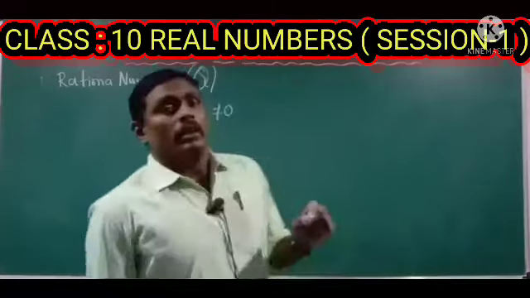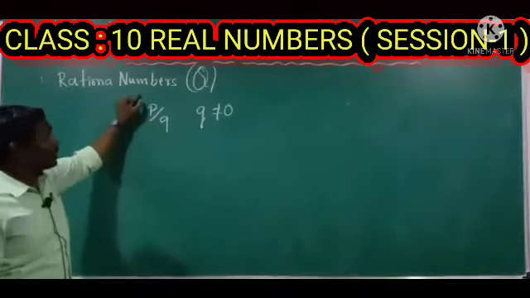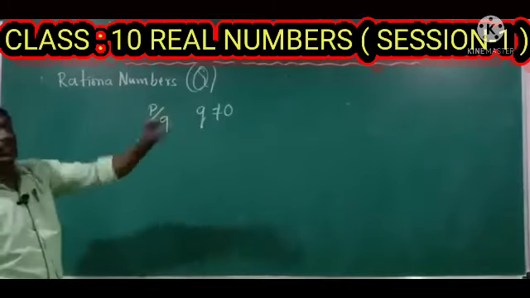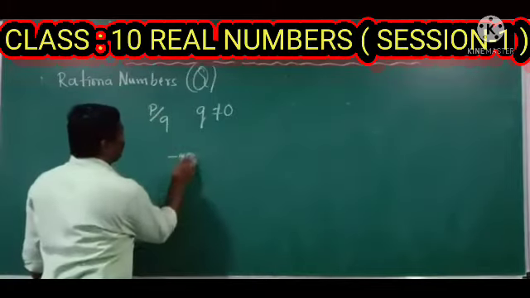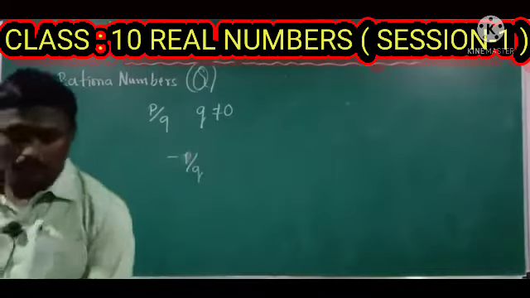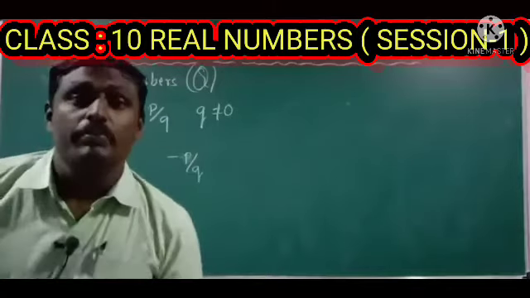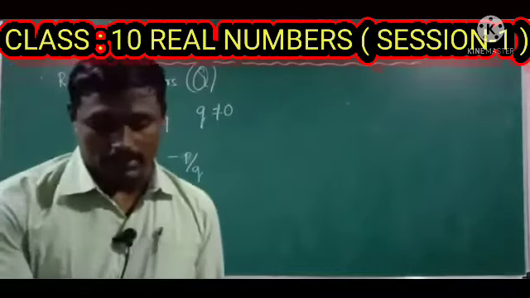Okay, and if p by q is a rational number, its negative term is minus p by q. So these are some basic properties of the rational numbers.